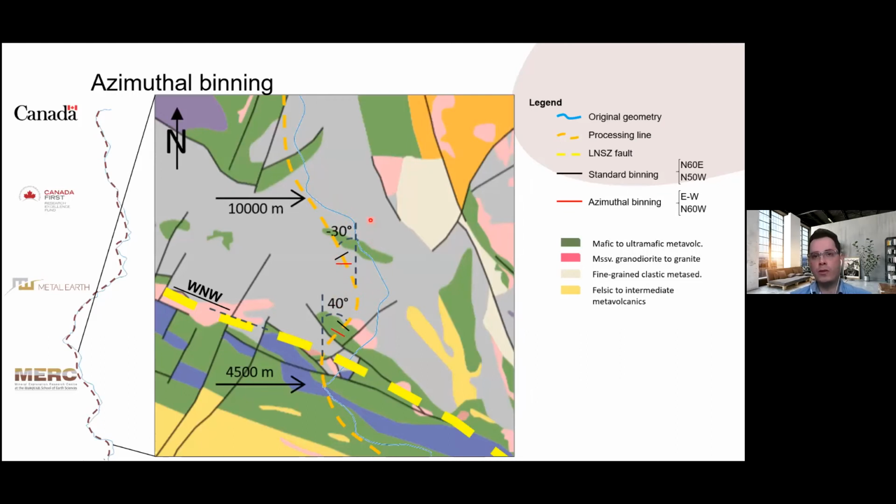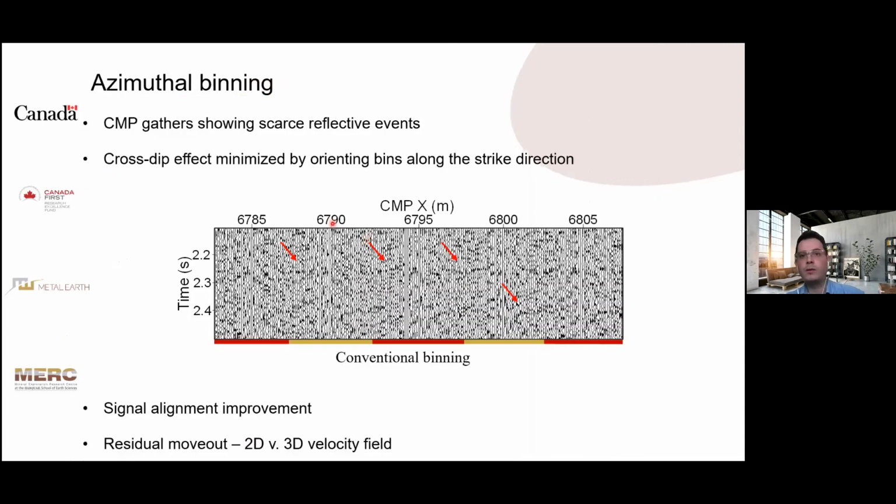So if we look at this area, we actually are working with one of the most complex parts of Larder Lake, not only because we have severe crookedness in the geometry of the acquisition, but also because local geology changes strike from west-northwest towards east-west around the Larder Lake-Cadillac deformation zone, which is about this area here, not shown. One of the points that I want to draw from this image is that the standard beaming here will be this small black beam striking north 60 east. However, we found that the optimum beaming is this east-west red beam here. Now, by doing so, I can show you some of the improvement.